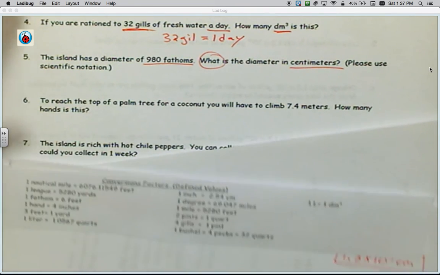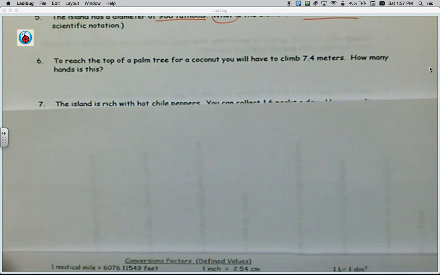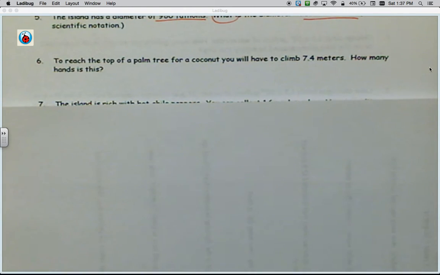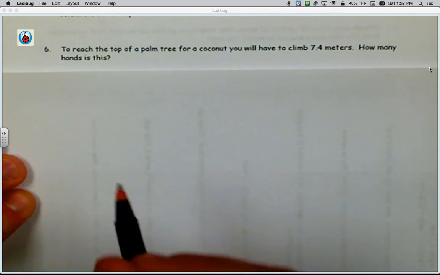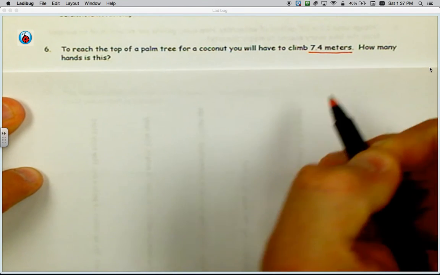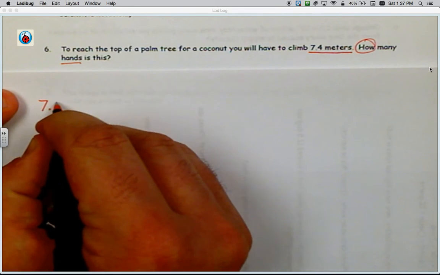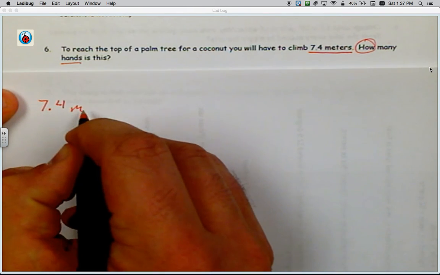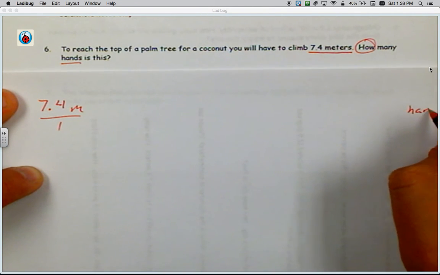Man, this deserted island is freaking awesome. Look at that. On our deserted island, we have a coconut tree. And to reach the top of this palm tree, to get to our coconuts, we have to climb 7.4 meters. How many hands is this? Well, I see some numbers. Question word, how many hands? All right, so 7.4 meters. That's where we're starting, going all the way over to hands.